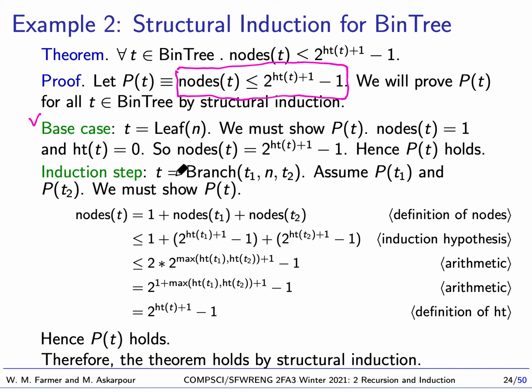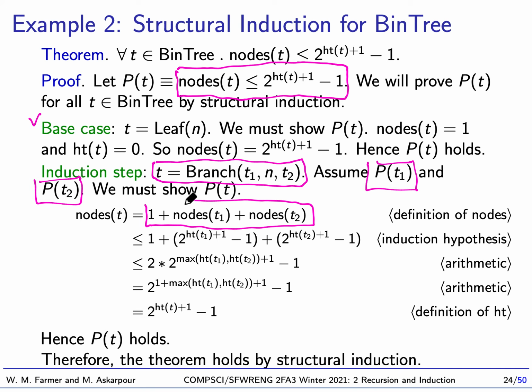So we have this kind of tree. It's built from a branch constructor, and we're going to assume that the property holds for both of these subtrees, and we're going to show it holds for the whole tree. Okay, so by the definition of nodes, we know the number of nodes of t equals this, and then we know that we have these inequalities by the induction hypothesis because the property holds for t1 and t2. And now it's just arithmetic.